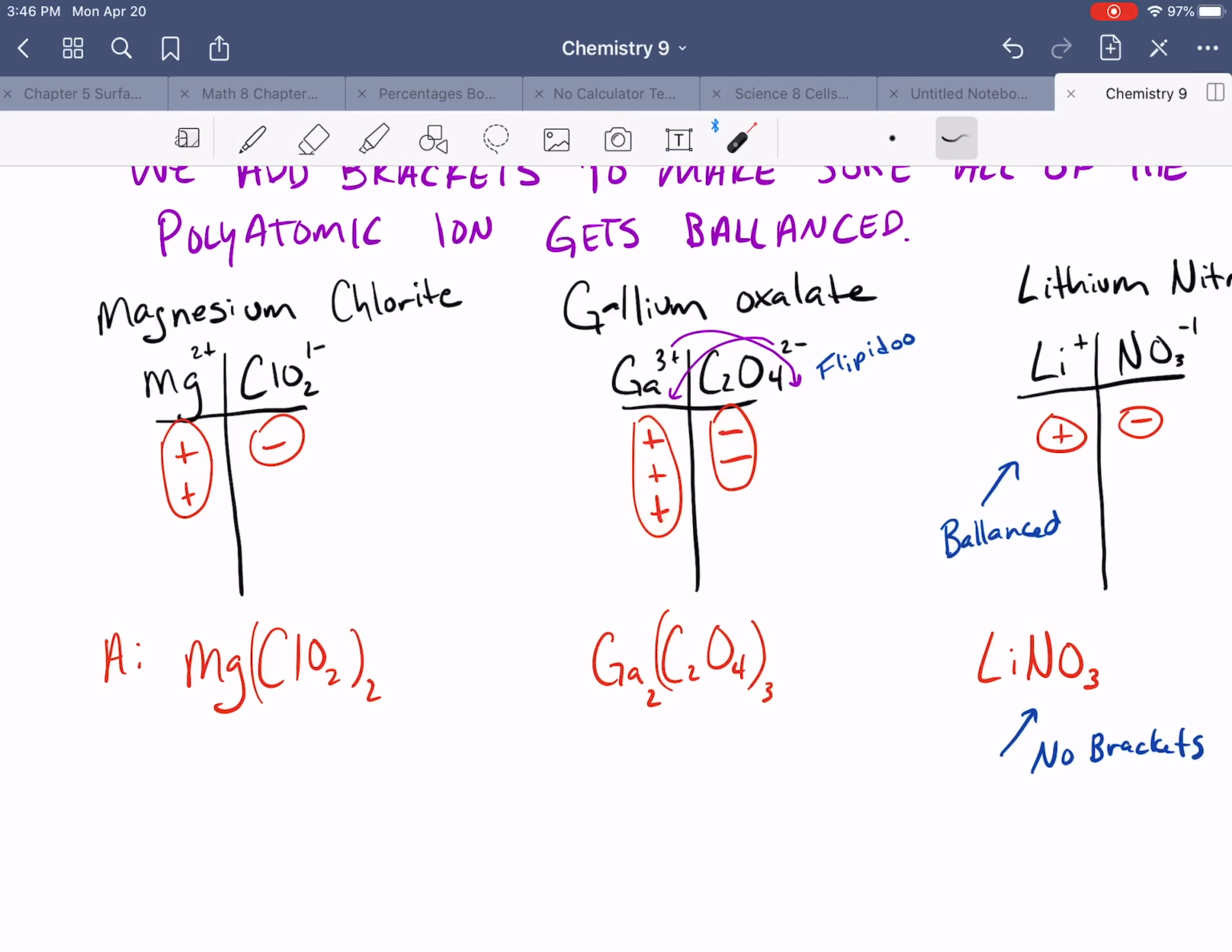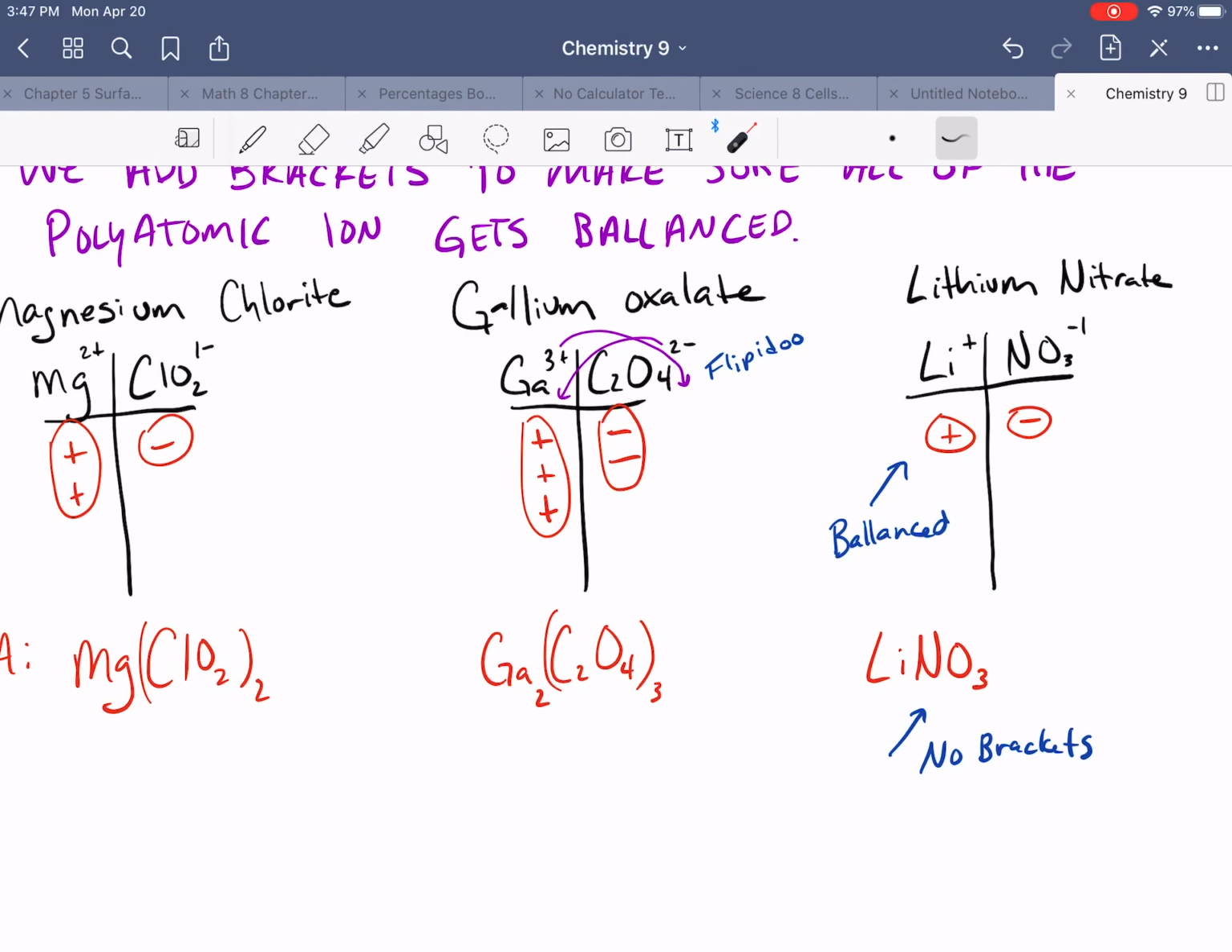And so whenever we have a 3 and a 2, we remember that we do the flippy-do, and that the gallium gives the 3 to this guy, and that this 2 is going to go to the bottom of gallium, just like it has down here. You'll notice that we flipped the charges, so we gave gallium 2, and we gave this oxalate 3. But remember that we have to put the oxalate in brackets because we have to designate that there are 3 packages of that needed to balance gallium.